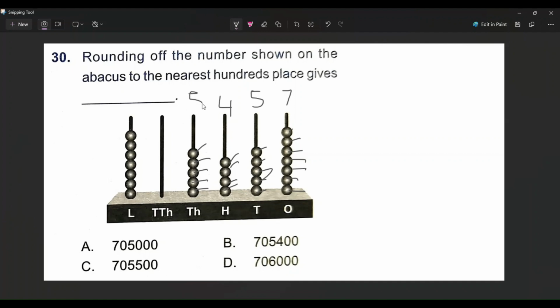5 is given on thousands place. Nothing is given, so we have to put 0 on 10,000 place. On lakhs place 1, 2, 3, 4, 5, 6, 7. So the number is 7 lakh 5,457 is the number given on the abacus. So how do we round it off to the nearest hundreds? Let's check with the tens place. Tens place is given as 5. So 5 is equal to 5.